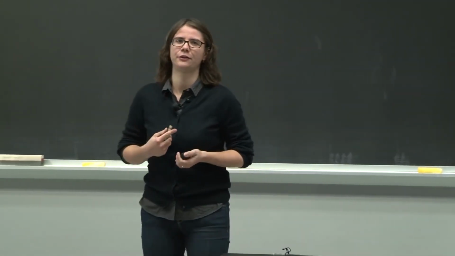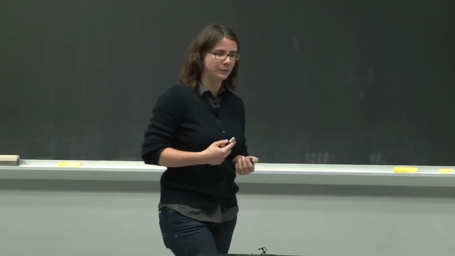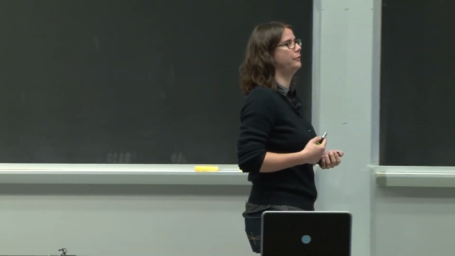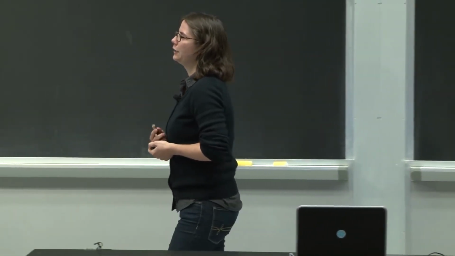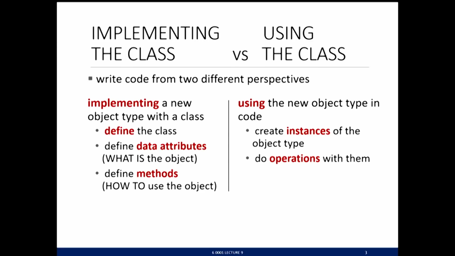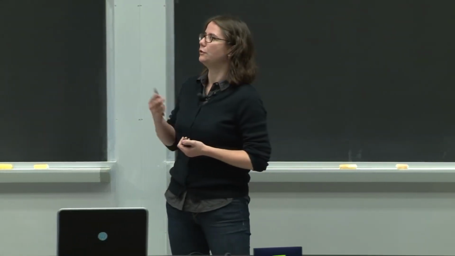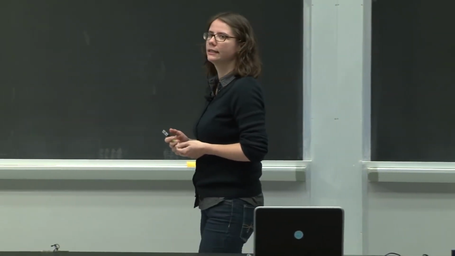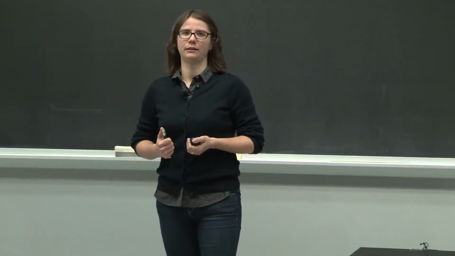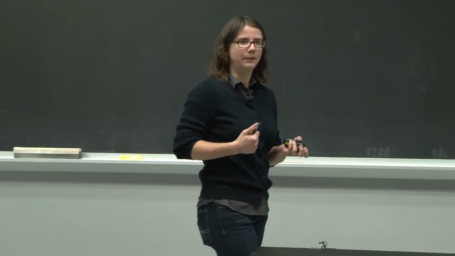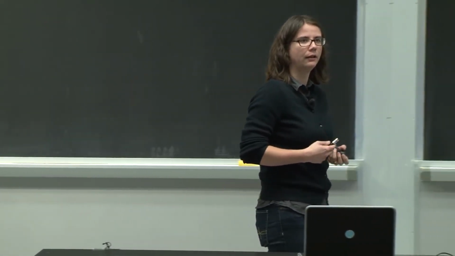OK, so the first few slides are going to be a little bit of a recap, just to make sure that everyone's on the same page before I introduce a couple of new concepts related to classes. So recall that in the last lecture, we talked about writing code from two different perspectives, right? The first was from someone who wanted to implement a class. So implementing the class meant defining your own object type. So you defined the object type when you defined the class. And then you decided what data attributes you wanted to define your object. So what data makes up the object? What is the object?